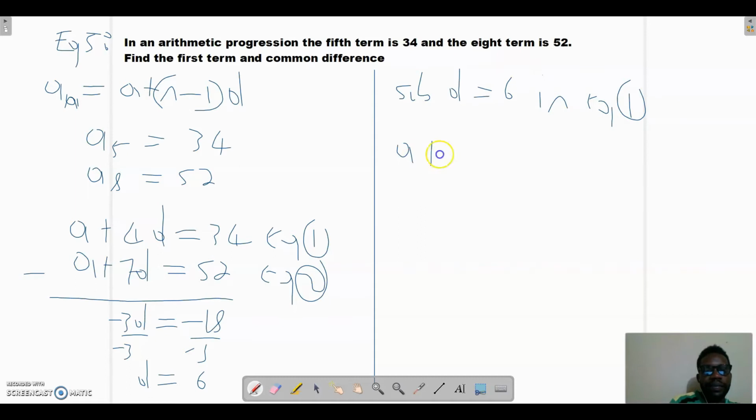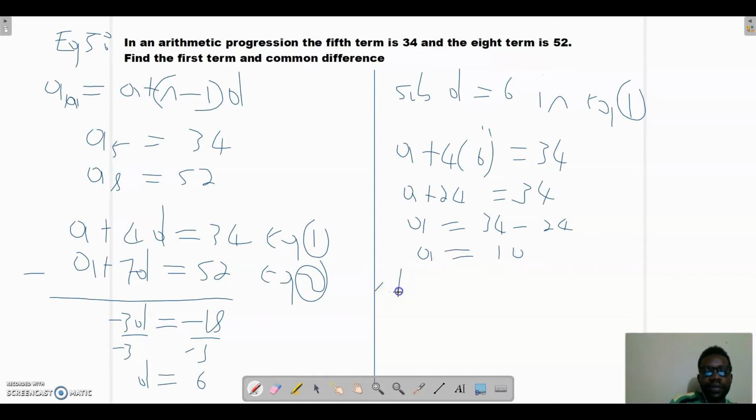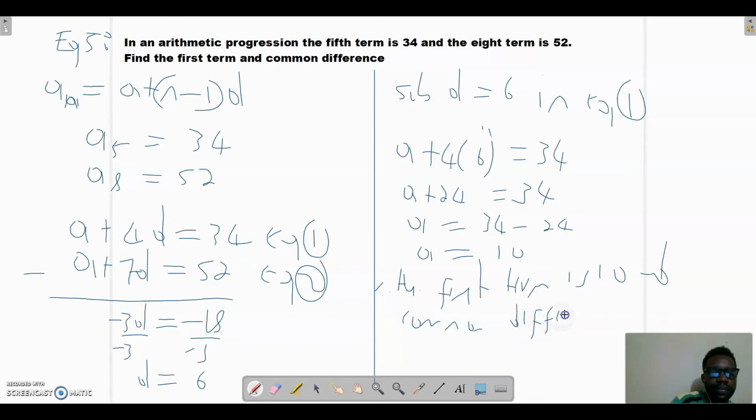So I would have a plus 4d, and d is 6, is equal to 34. So I'm going to just replace d with 6. So a plus 24 is equal to 34. So a is equal to 34 minus 24. So a is equal to 10. So therefore, the first term is 10, and the common difference is 6. So the first term is 10, the common difference is 6. And that's pretty much it.